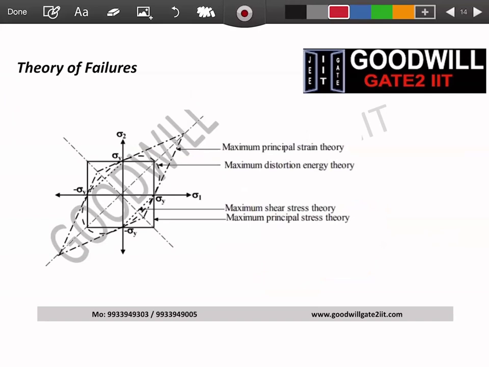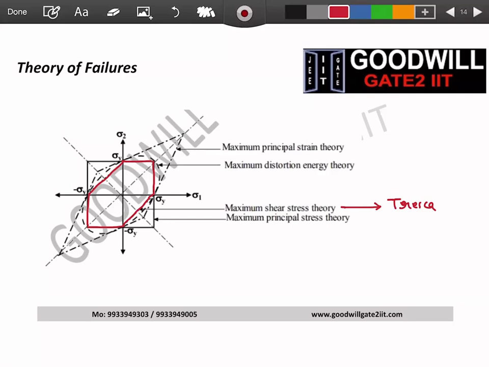If you see the first theory which we have studied, maximum shear stress theory. This was Tresca. I will mark this in red. Tresca was not energy based, so it should be straight lines. And if you recall, it was a hexagon. So the theory, if you see, is here. Very conservative theory.